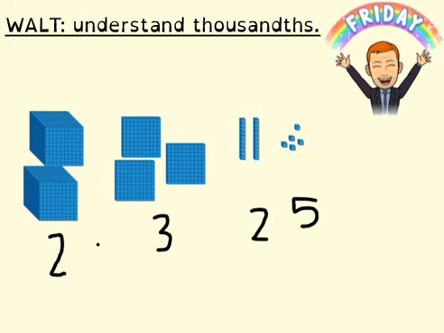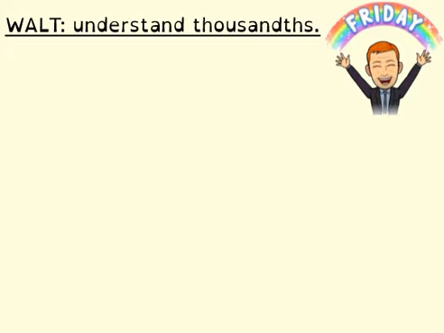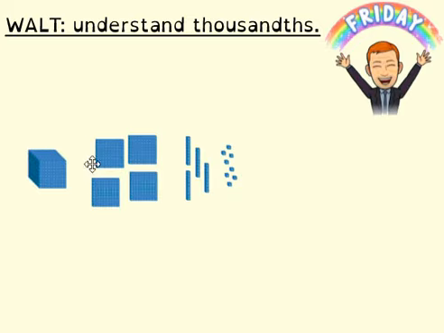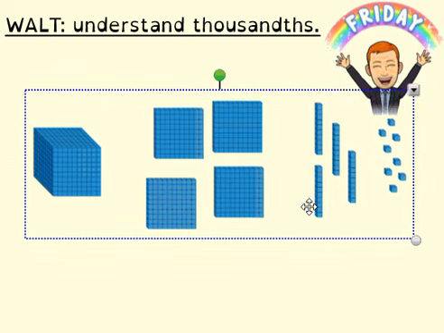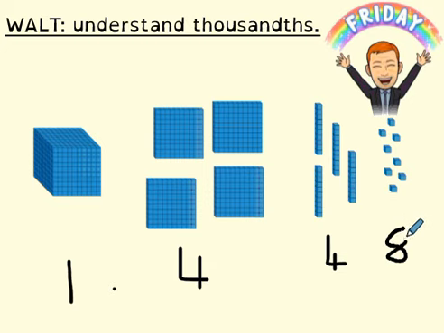Let's do another one. Let's have a look at this one. Make it a bit bigger so we can see. This time, I've got one whole, a decimal point, 4 tenths, 4 hundredths, and 8 thousandths. 1.448.